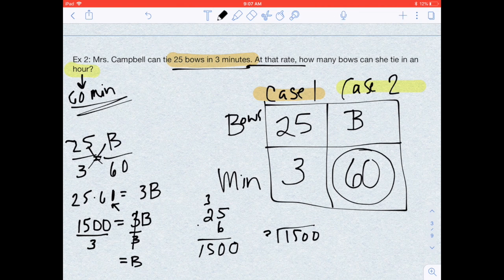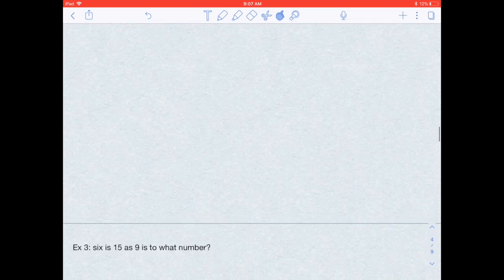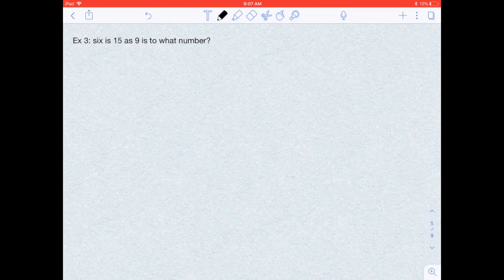1500 divided by 3 gives me 500 equals b. I can't just leave it like that, though. I need to have a label, so I can say 500 bows. And I need to check to make sure that this is reasonable. So 3 and 60, so it needs to be a big number compared to my original number. So 25 is a small number, 500 is a big number, so I would say that that is a reasonable answer. So 500 bows.